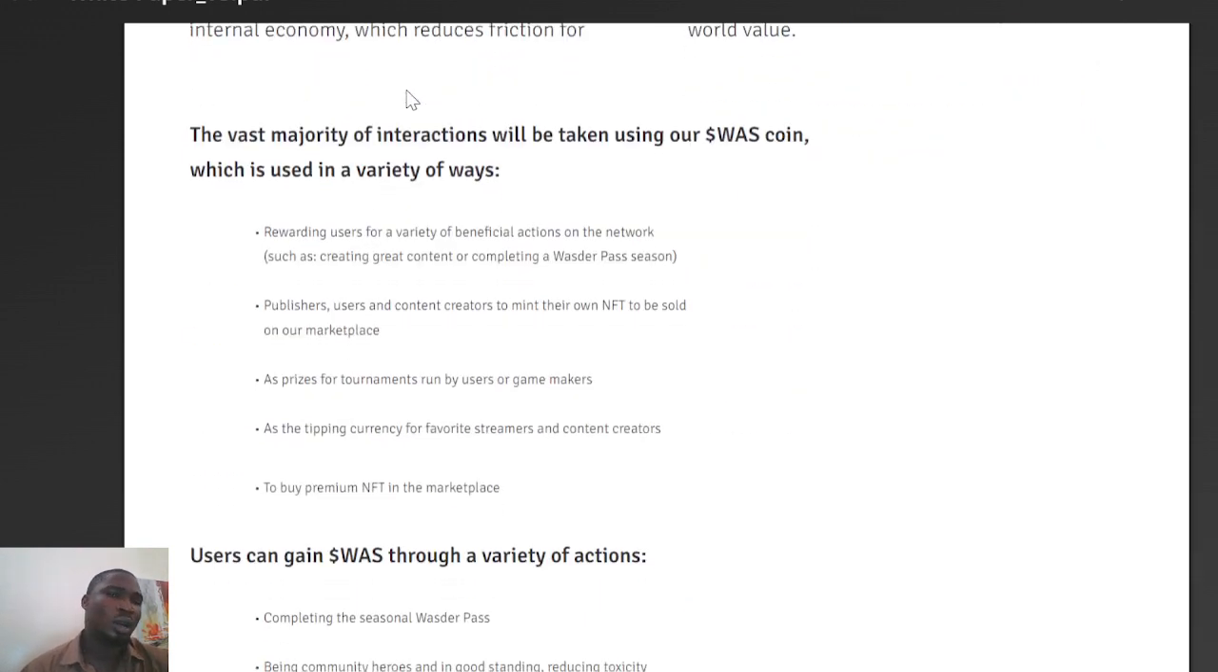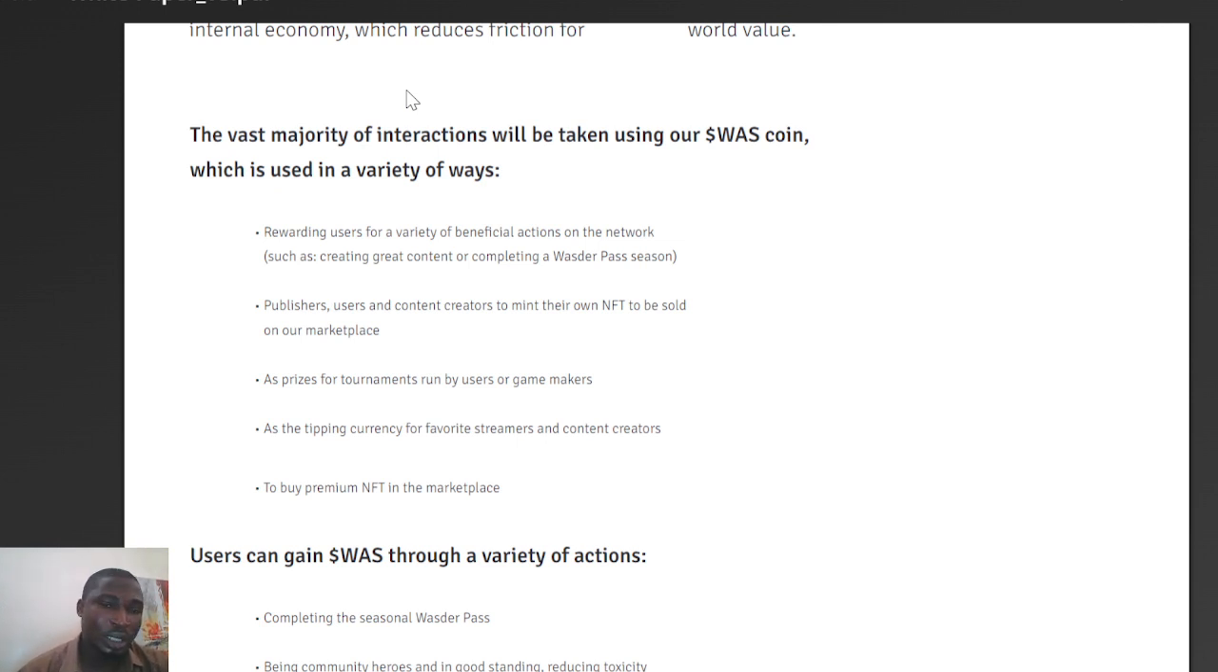Now, another important point we need to understand is that the majority of interaction will be taken using this coin, which can be used in diverse ways. And what are the ways in which you can actually use this coin? The first one is awarding users for a variety of beneficial actions on the network.